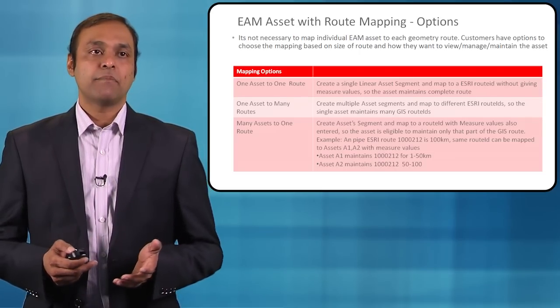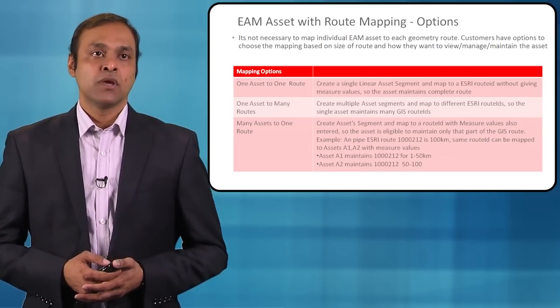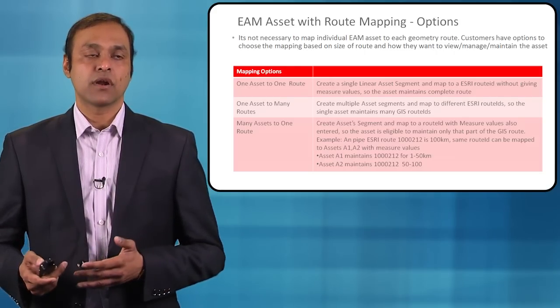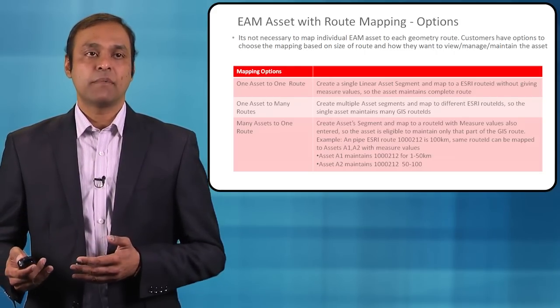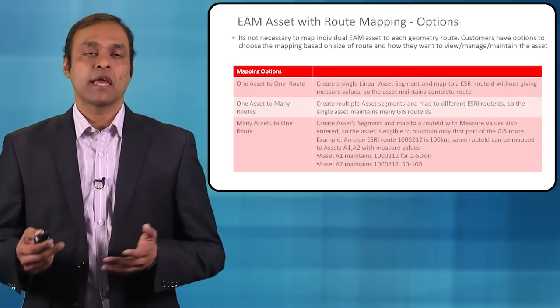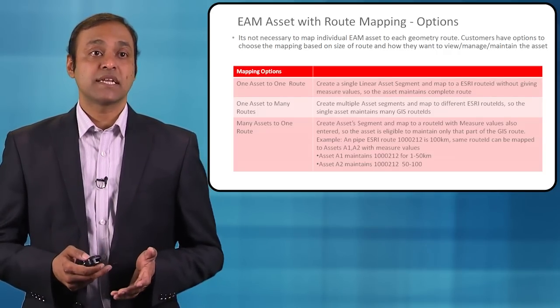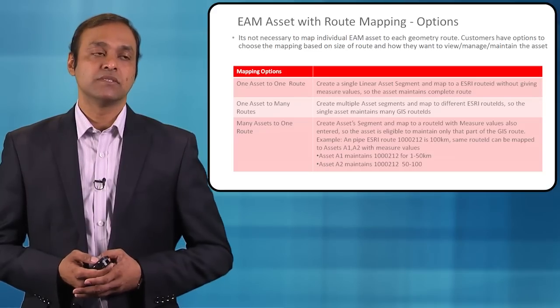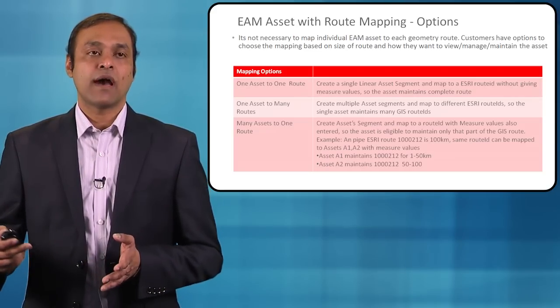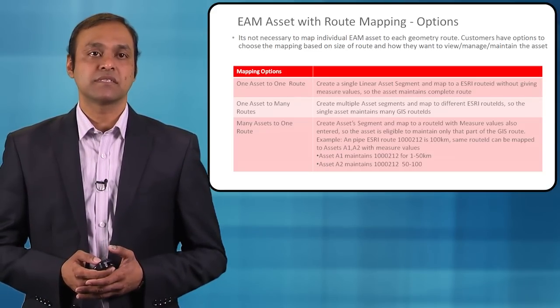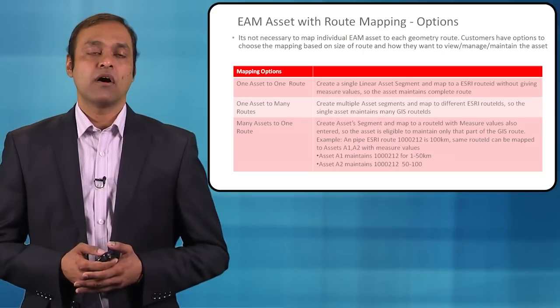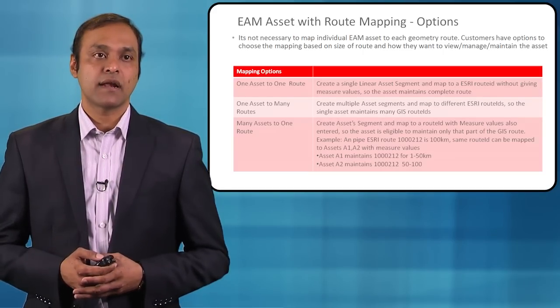you have to group the geometry or use a part of the geometry to actually define the asset. So you could map multiple ways. You can actually map one asset to one route. What I mean is one complete geometry can be mapped to one asset, and then it can be maintained. One asset can be mapped to multiple geometries. So let's say you have multiple geometry splits in the Esri system, but you still wanted all of them to one single asset, you can do that.